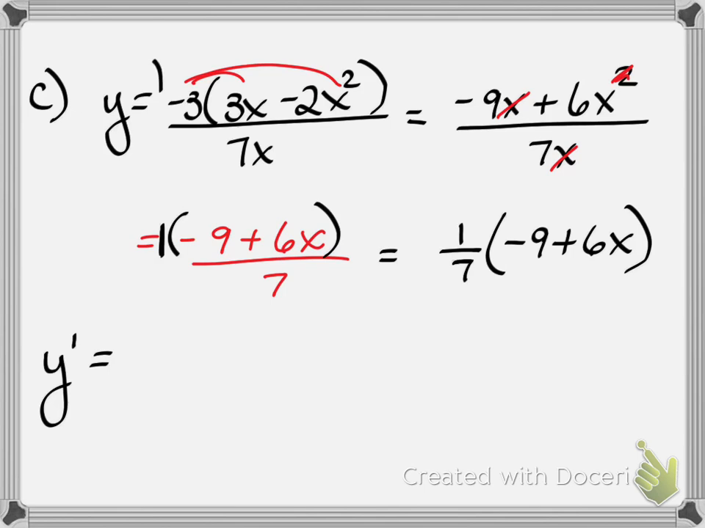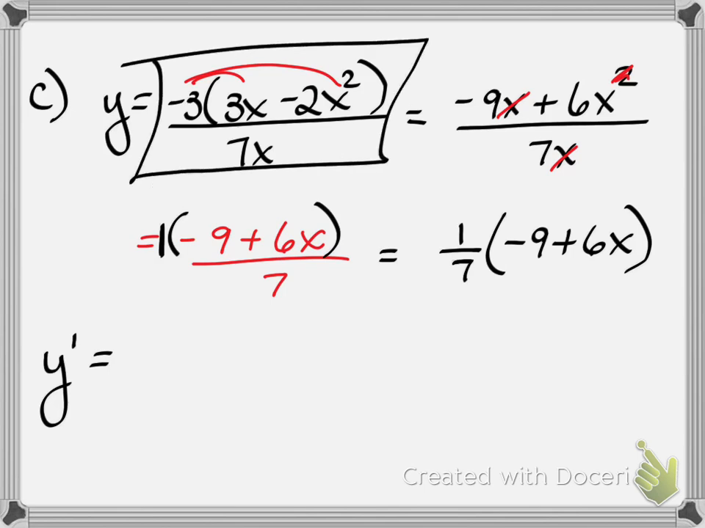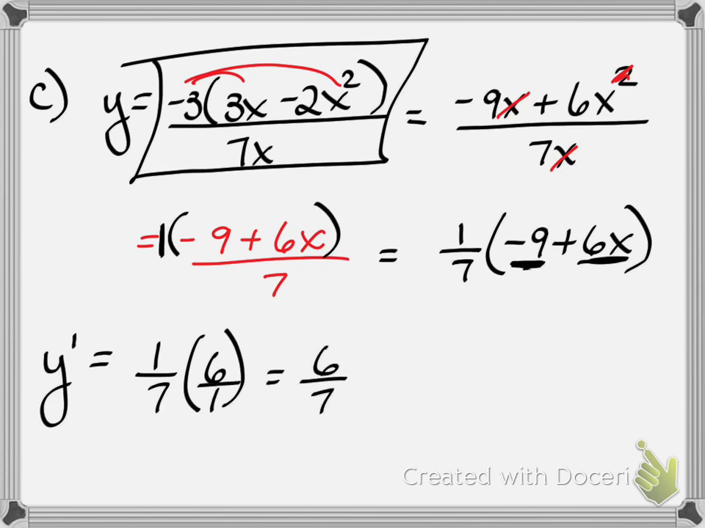And if you think about doing low D high minus high D low on that thing, that wouldn't be too fun. So it's 1/7 times derivative of a constant is 0. And the derivative of 6x is 6. So make 6 a fraction and your answer is just 6 over 7. That's kind of funny. All that stuff had a derivative of 6 over 7.